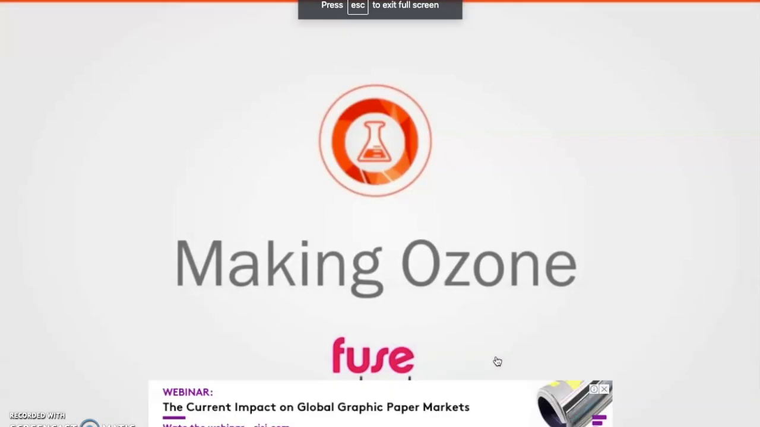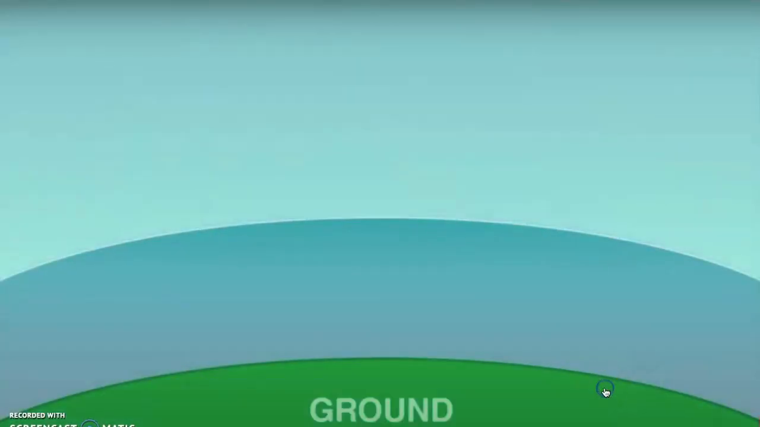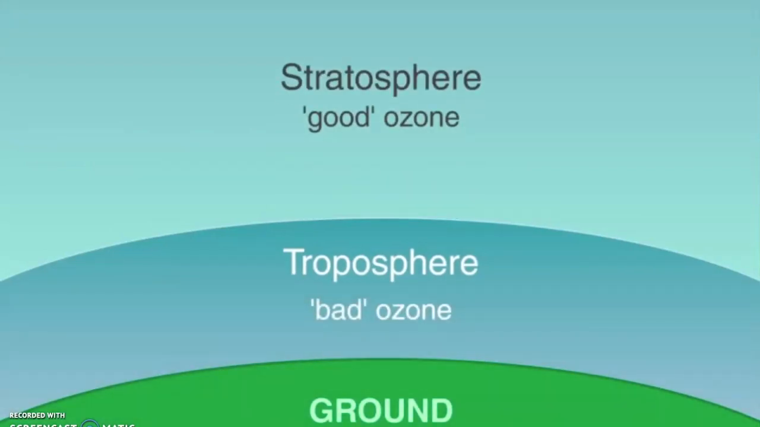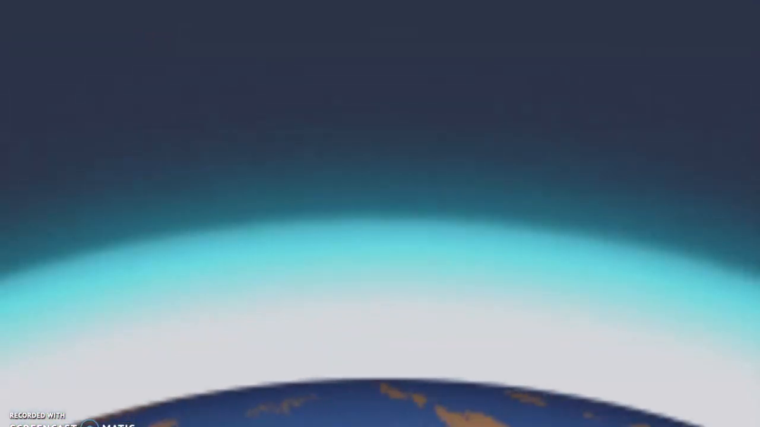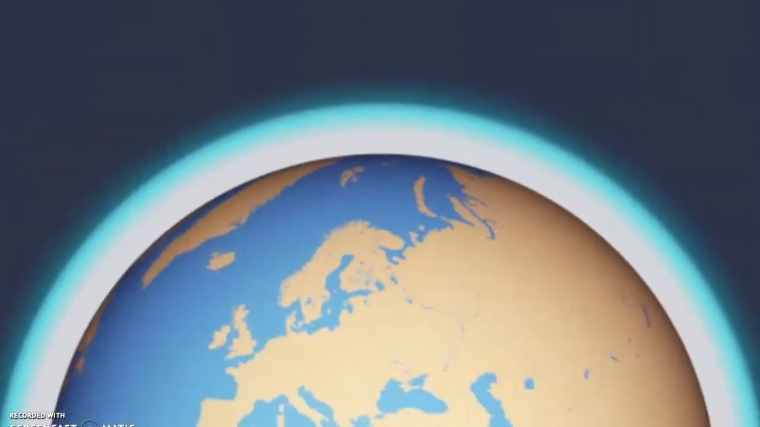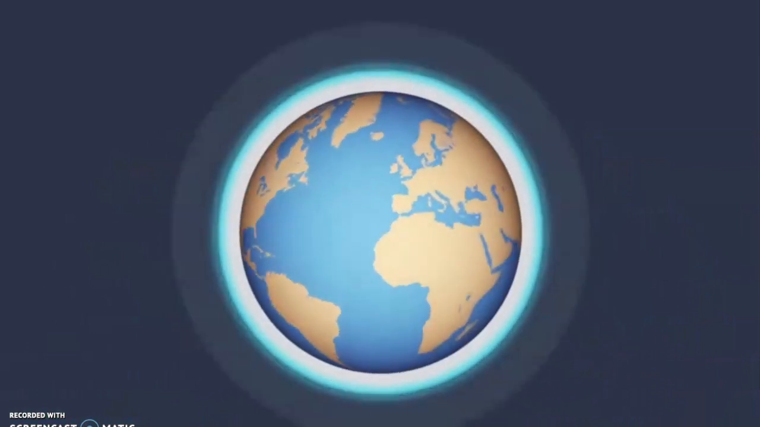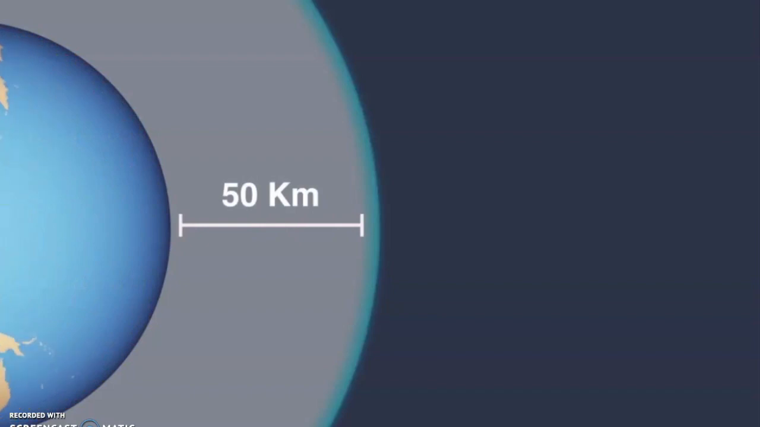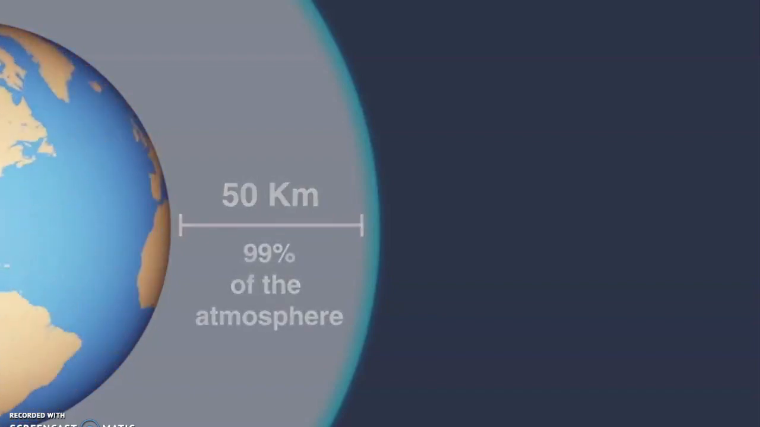In this video, we will learn about the two main layers of our atmosphere: the troposphere, full of weather and bad ozone, and above that the stratosphere, where good ozone protects us against dangerous ultraviolet light. Our atmosphere is made up of gases, mostly nitrogen and oxygen. They're held to the Earth by gravity, a sort of ocean of air. Because air is compressible, it gets less and less dense as you get further from the Earth. Let's consider the first 50 kilometers, where 99% of the atmosphere is found.